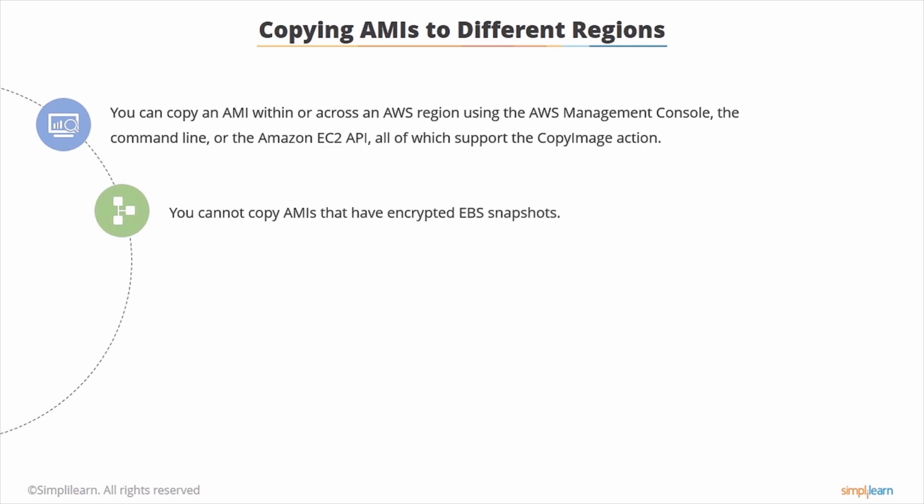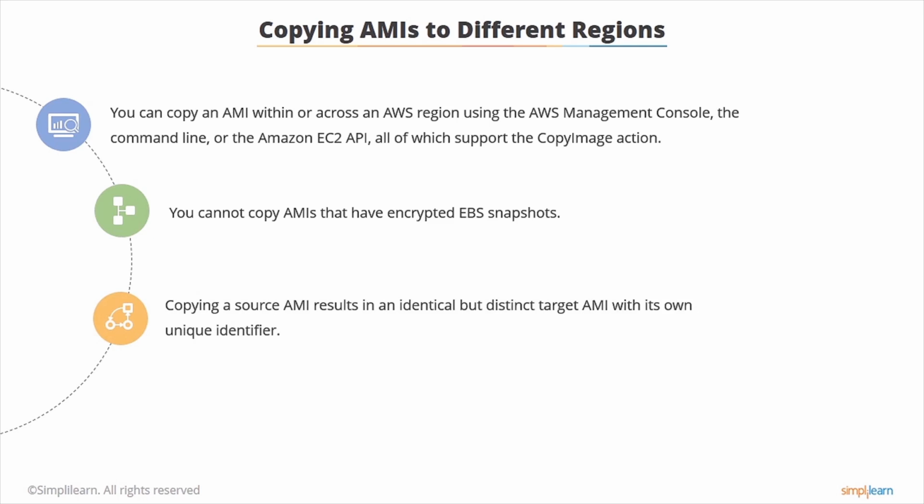Instead, if the underlying snapshot and encryption key have been shared with you, you can copy the snapshot to another account while re-encrypting it with a key of your own, and then register this privately owned snapshot as a new AMI. Copying a source AMI results in an identical but distinct target AMI with its own unique identifier. In the case of an Amazon EBS-backed AMI, each of its backing snapshots is, by default, copied to an identical but distinct target snapshot. The exception is when you choose to encrypt the snapshot.